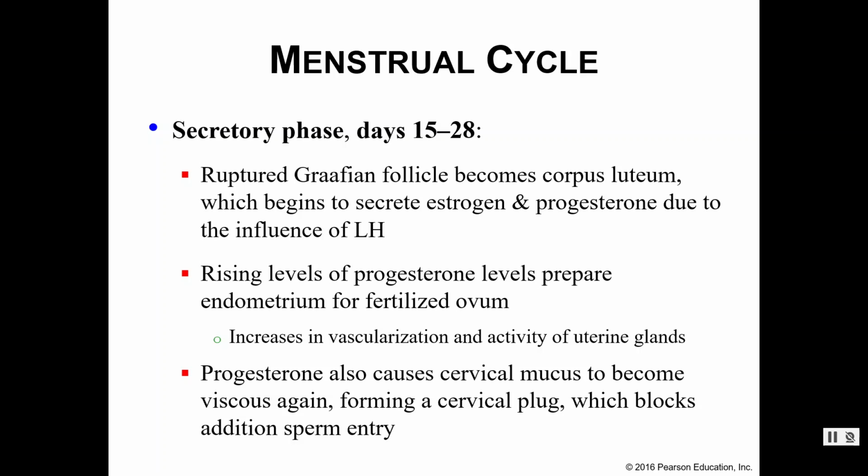The progesterone is going to cause the cervical mucus to become thick again, and it will actually form a cervical plug, which will completely block any additional sperm from making its way up the uterus into the fallopian tubes. So at this point, if the sperm are not already in the female reproductive tract, then fertilization wouldn't be able to happen because sperm would be blocked by this cervical plug at this point.